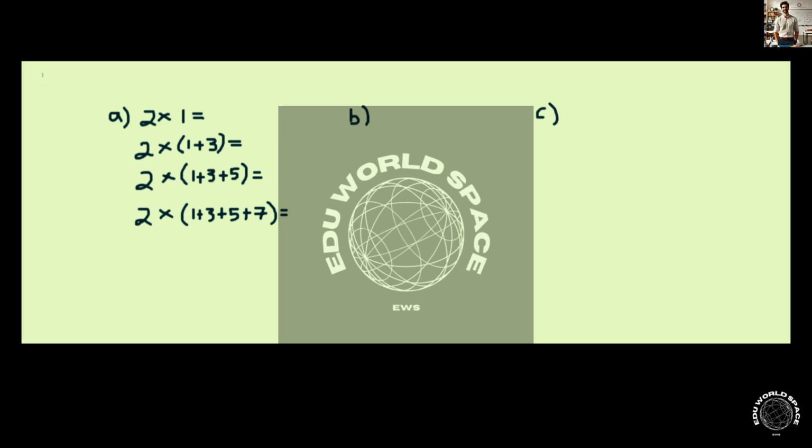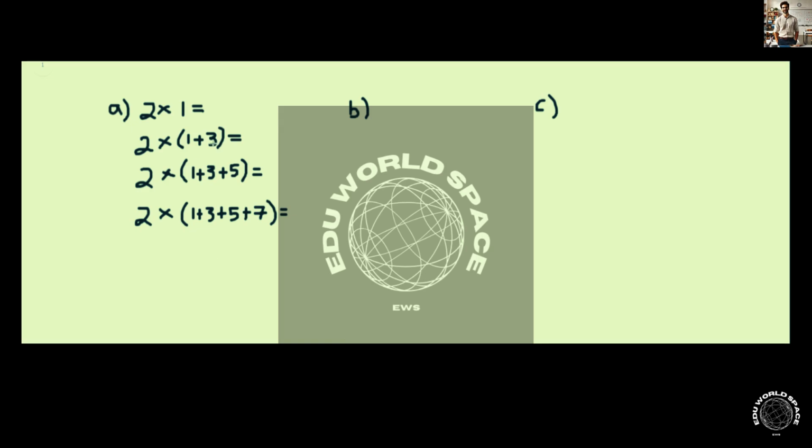This question asks us to evaluate each of these expressions in part A. So let's do that first. 2 times 1 is 2. 1 plus 3 is 4. Times 2 is 8. 1 plus 3 is 4. 4 plus 5 is 9. Times 2 is 18.